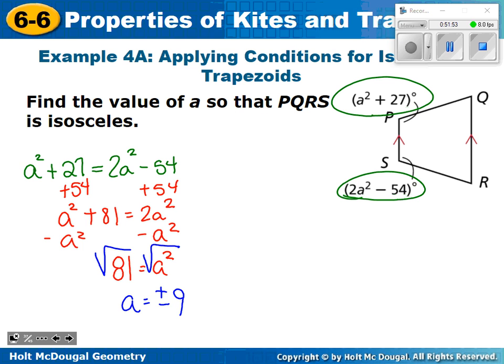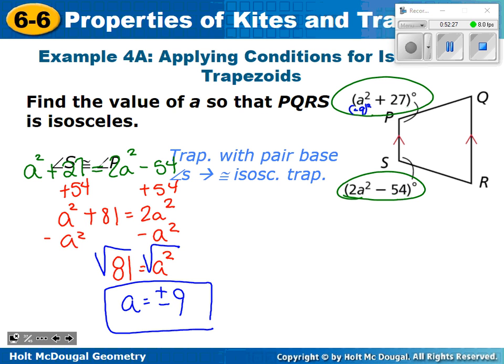Go in, plug it in, and make sure that both would work. What's going to happen when I square positive 9? It's going to stay positive. What happens if I square the negative 9? It's going to stay positive. So that means in this case they both work. And if you only put positive 9, you would miss half the question because there's two solutions. So make sure you're careful. Always check it. Sometimes the negative doesn't work. Sometimes the positive doesn't work. It just depends on the picture and what the expression is. Your angle has to be positive, not the variable. The variable can be either one.